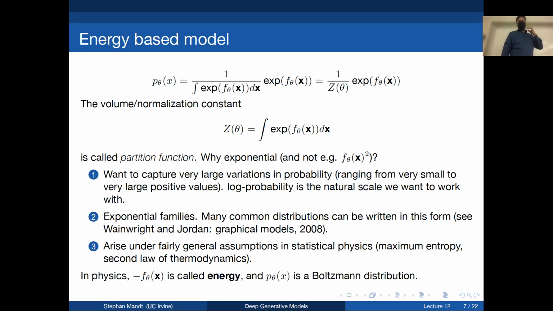In physics, negative f of x would be called the energy, and therefore those are called energy-based models. The distribution that results from that is then called a Boltzmann distribution. So maybe you've heard about Boltzmann distributions at some point. Okay. Any questions so far? I mean, so far we've only made definitions pretty much. All right.